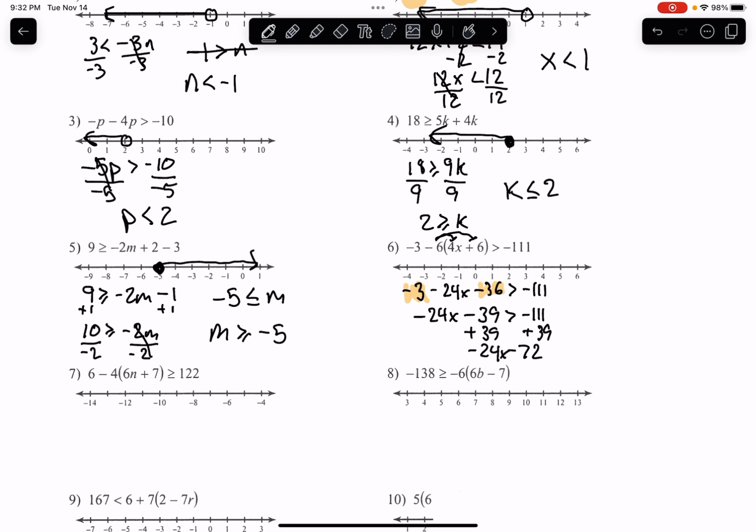We have -24x is, ran out of room here, give me a second. -24x is greater than -72. Going to bring that back up here to the top.